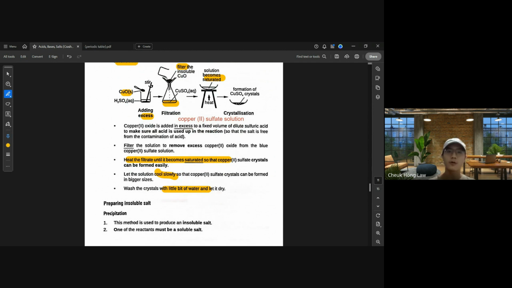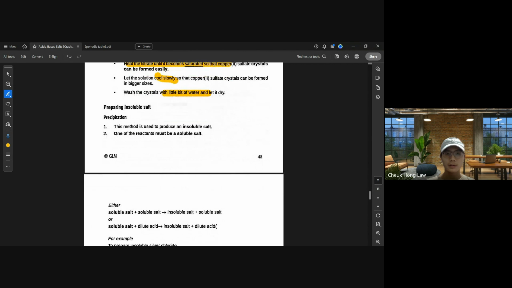All right, then I'll move on to precipitation. This is the easiest one out of everything, because you are preparing an insoluble salt, right? So you just have to mix two things together to form an insoluble salt. Then you just remove the two things after you form the insoluble salt.